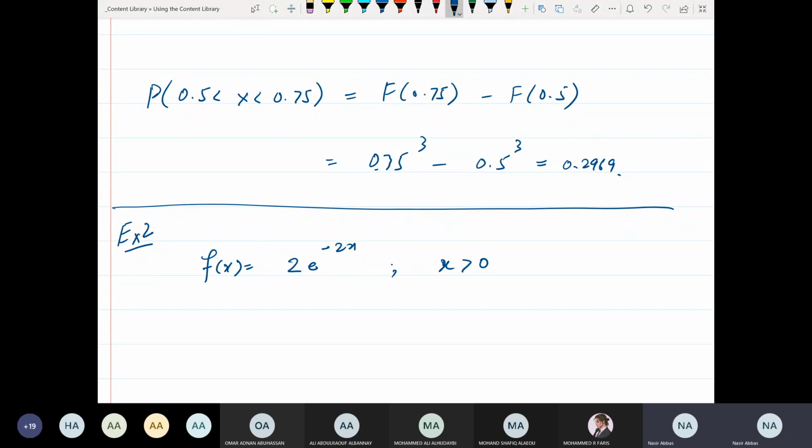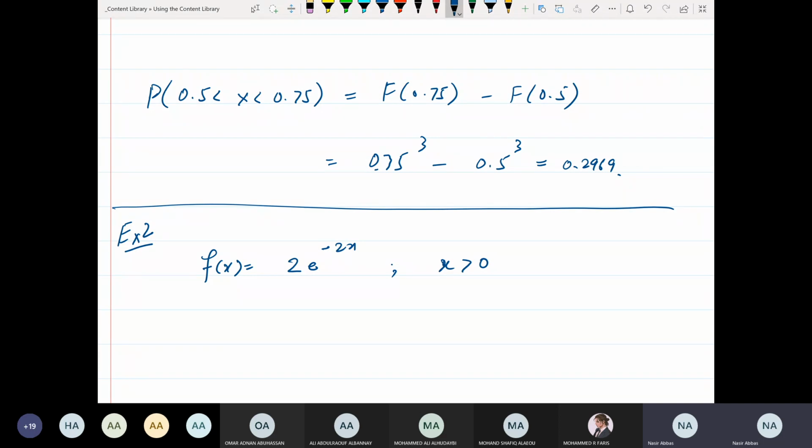Who can tell me? The question is, is this a valid probability density function? How can you answer this question? Muhammad Faris: If the integral equals 1. Two conditions. This should be a non-negative function and the integral should be 1.